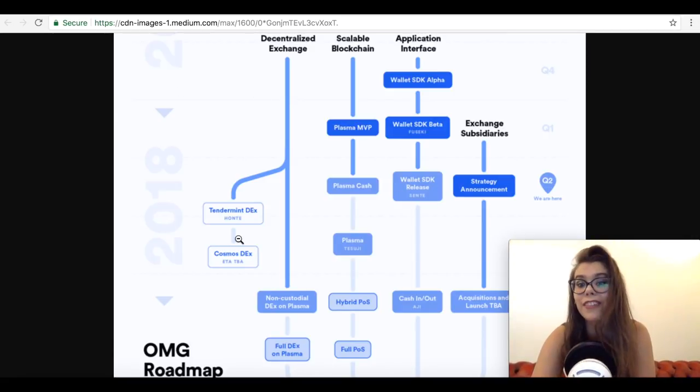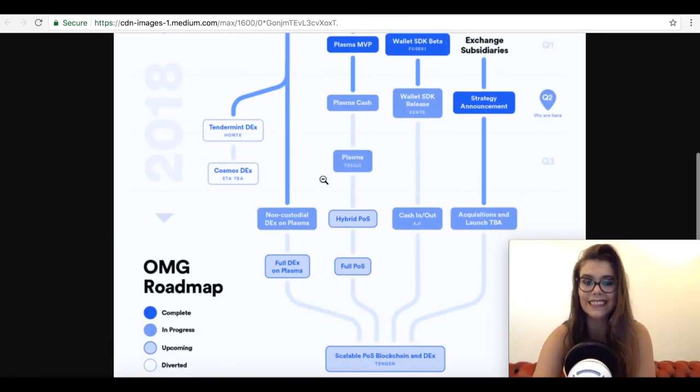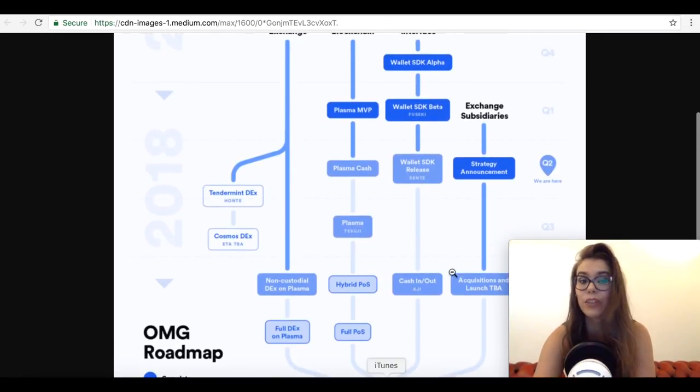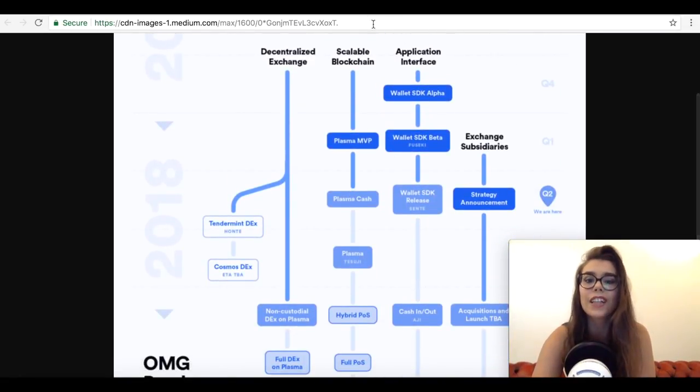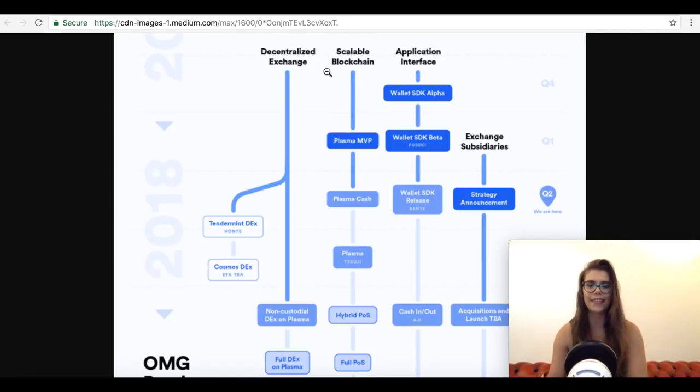Okay, so that's about it for decentralized exchange. Sorry I went into so much detail, but I think it's quite important to understand what they're getting rid of, what they're adding, what they're changing around. So let's go now to number two, being scalable blockchain, where the OmiseGo development team has made considerable progress, I would say, in designing a scalable blockchain.